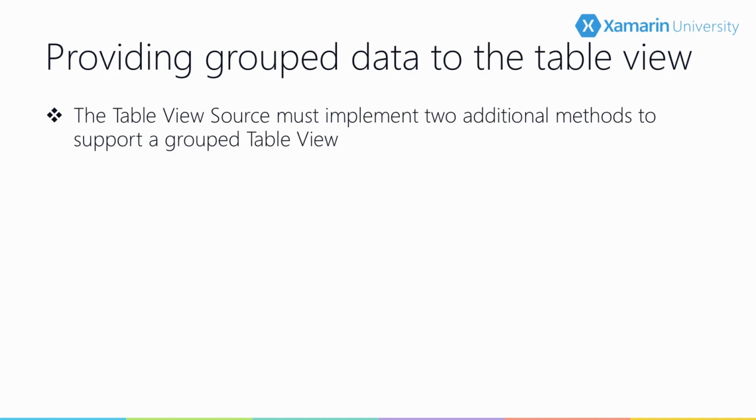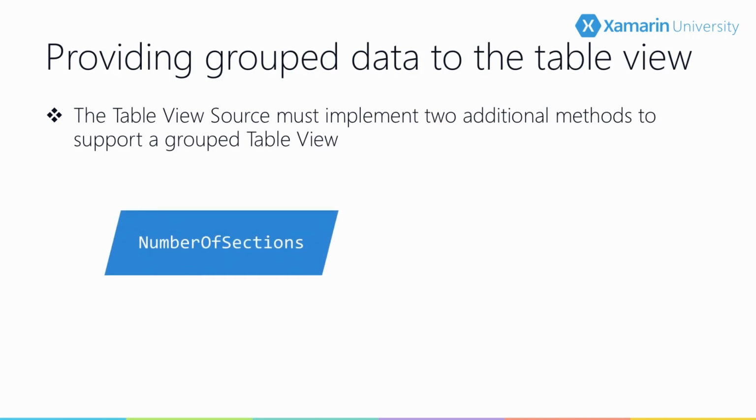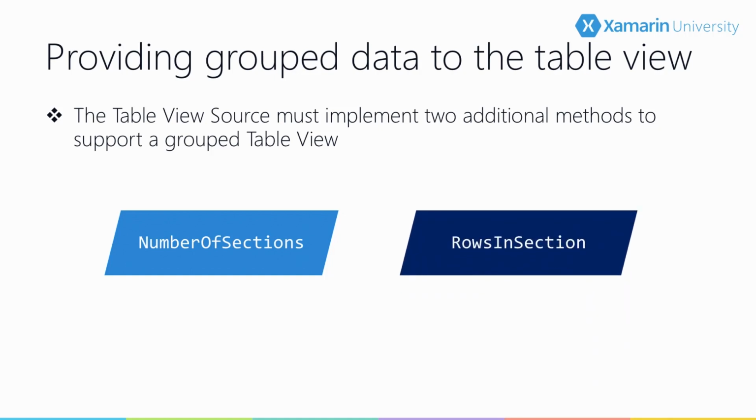To utilize sections with dynamic prototype cells, you must override NumberOfSections in your table source and return the total number of unique sections as an int. This could be obtained from your dictionary or your IGrouping. You'll also need to update RowsInSection to return the number of rows for each section rather than the entire data count.